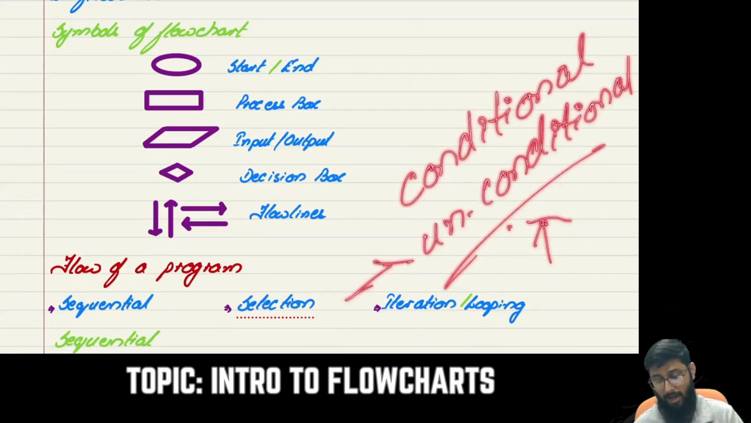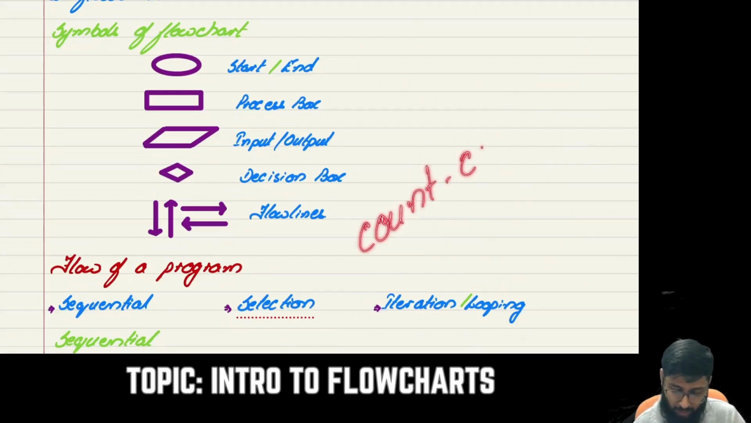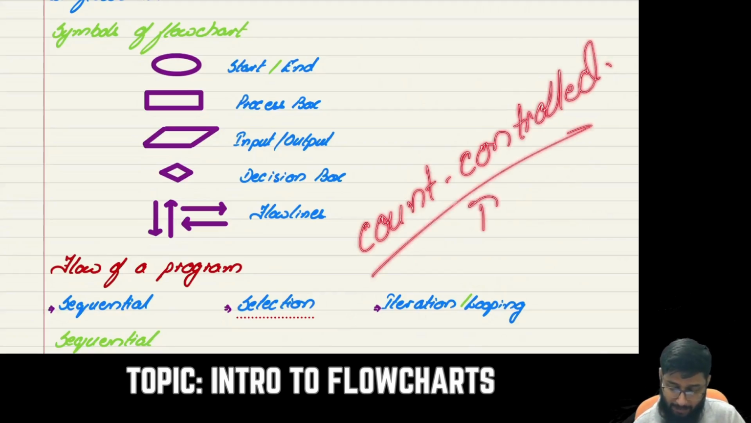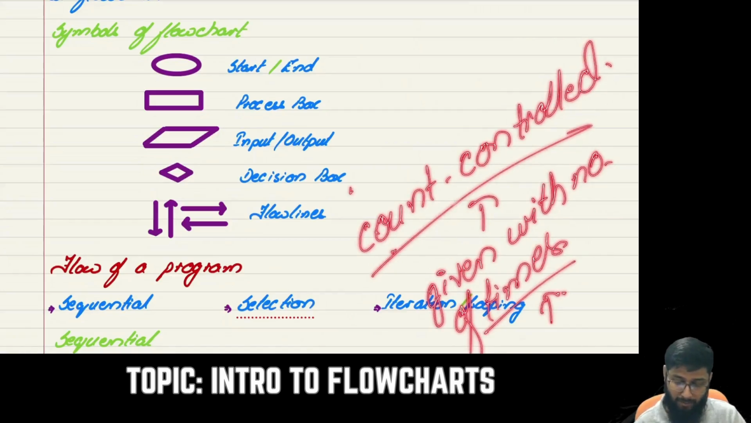Now, one more thing, unconditional. When I talk about unconditional, unconditional actually refers to the count control. Now, what do I mean by the count control? Count control refers to a terminology where I am given the number of times that you need to execute the program, this much number of times you need to execute this process. So if I'm provided with the number of times, that means I am doing count control looping, or you may say unconditional looping.